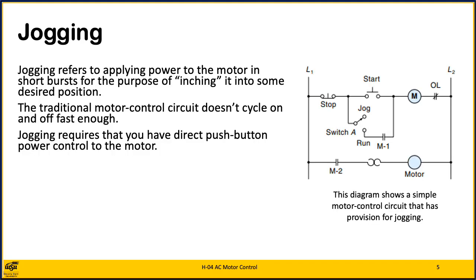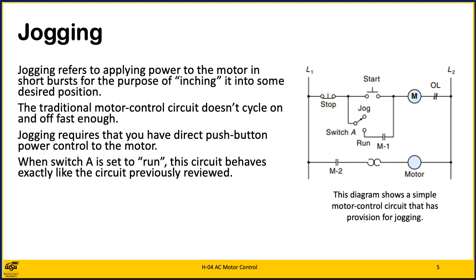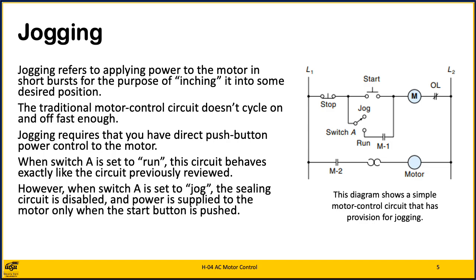This diagram shows a simple motor control circuit that has a provision for jogging. When switch A is set to run, the circuit behaves exactly like the circuit previously reviewed. That is, the relay is sealed every time the start button is pushed. However, when the switch A is set to jog, the sealing circuit is disabled. The power is supplied to the motor only when the start button is pushed.